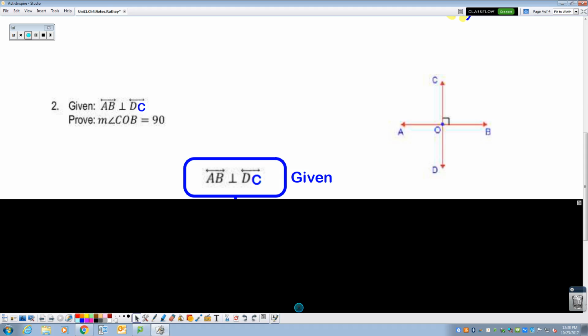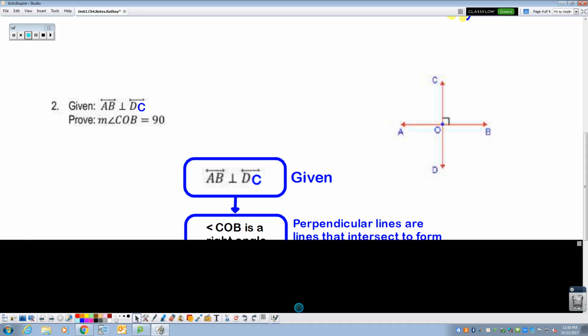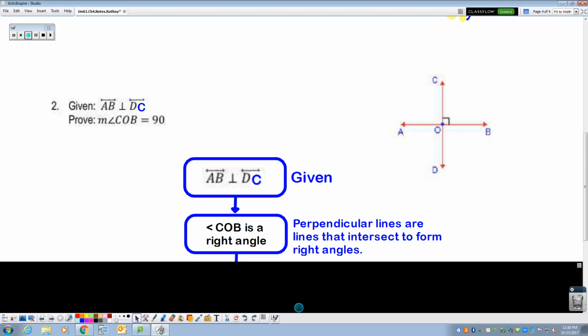If you go to your pink sheets and you scan for that word perpendicular, your reason says perpendicular lines are lines that meet to form right angles. Does this proof say anything about right angles? No, it says 90. Because our reason says perpendicular lines meet to form right angles, my statement is that angle COB is a right angle. These have to match.